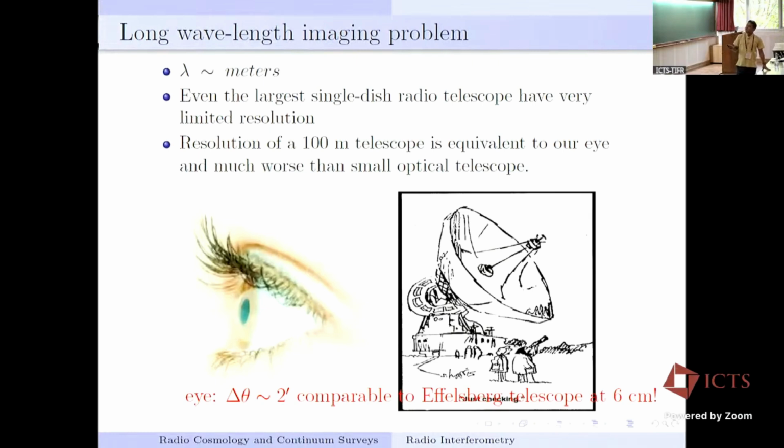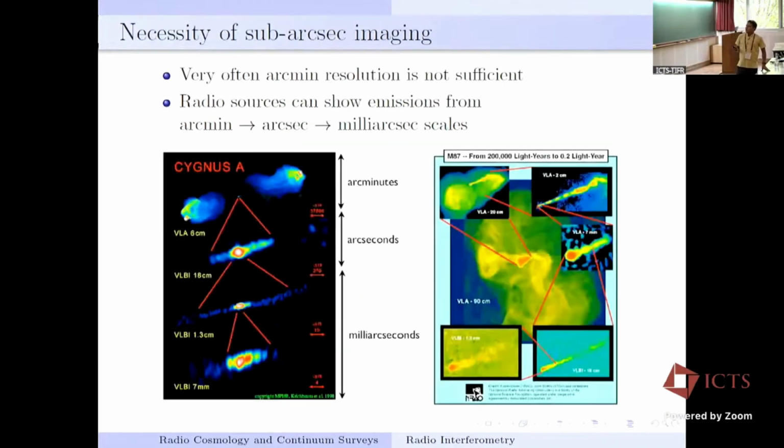So that's a big deal, right? This is for comparison: a 100-meter telescope like the Effelsberg telescope has the same resolution as your eye, a few millimeters in diameter. But there is a necessity to go to high resolution at radio wavelengths.